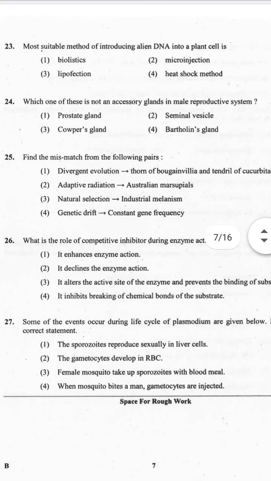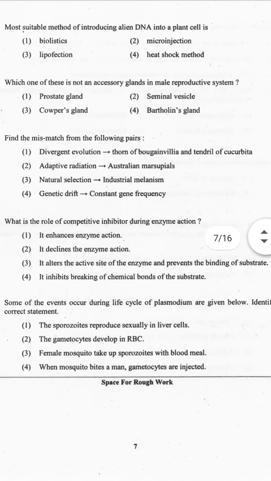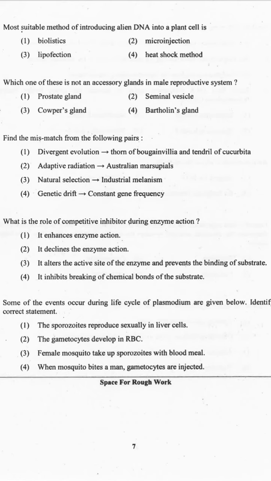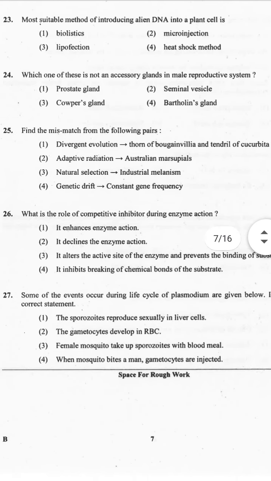Next, 25. Find out the mismatch from the following pairs. 1. Divergent evolution, thorns of bougainvillea and tendrils of cucurbita. 2. Adaptive radiation, Australian marsupials. 3. Natural selection, industrial melanism. 4. Genetic drift, constant gene frequency. So the correct answer is option 4.